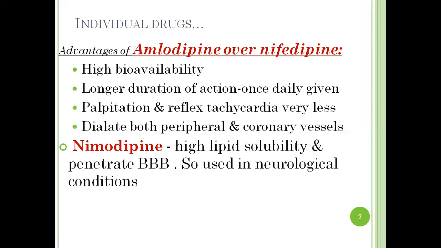Nimodipine is a calcium channel blocker with high lipid solubility. It can penetrate the blood-brain barrier, so it is used in neurological indications such as subarachnoid hemorrhage.